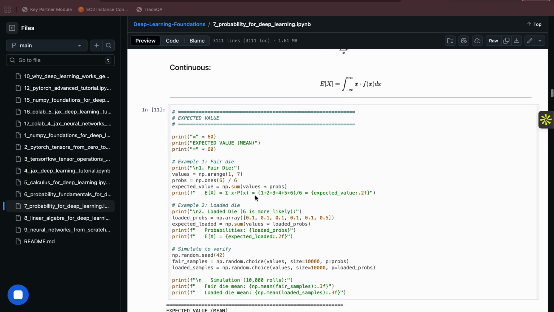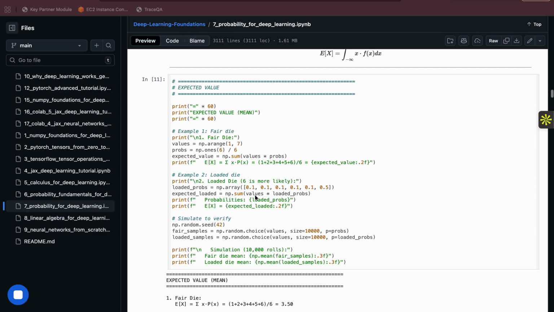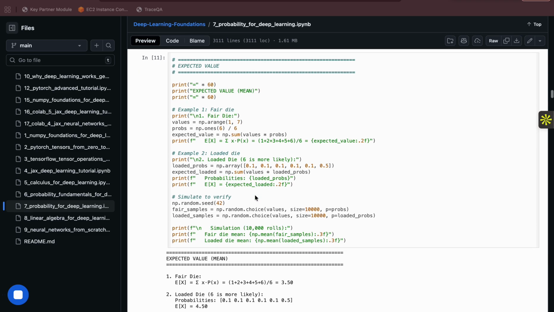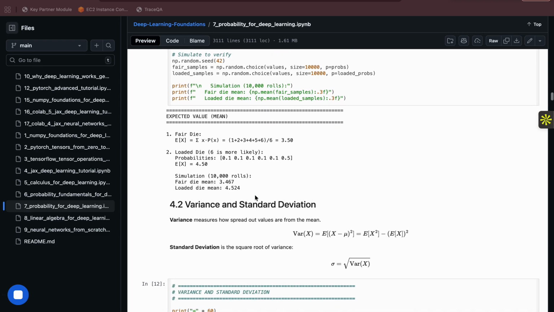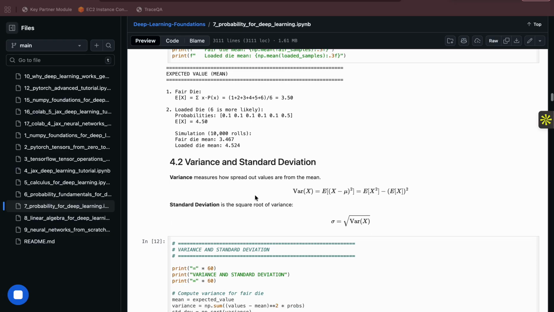So we calculate the expected value for fair and loaded dice, comparing theoretical values with simulation results from 10,000 rolls.